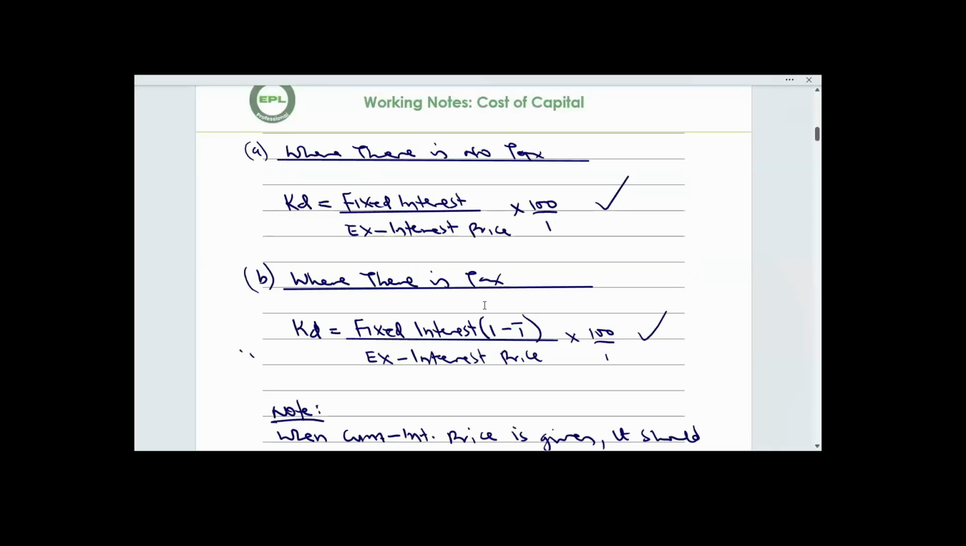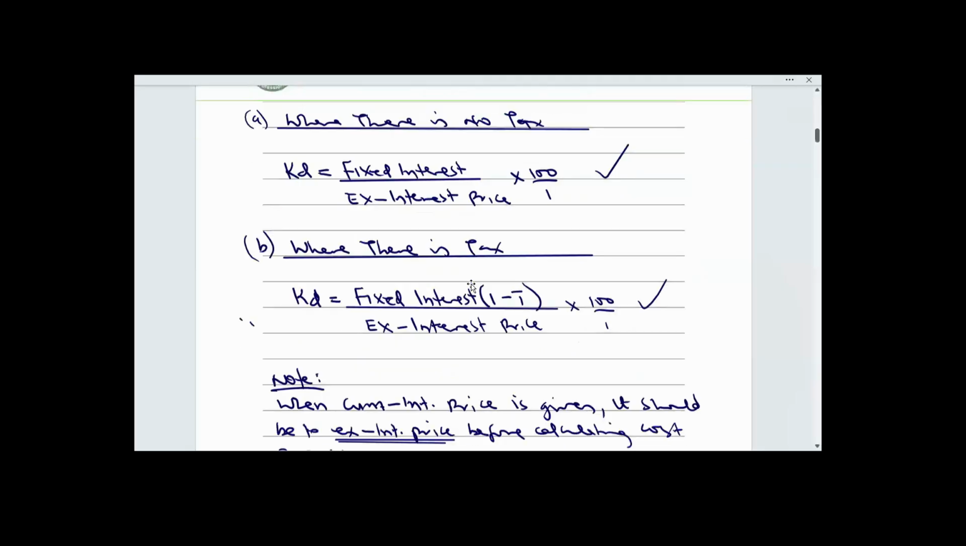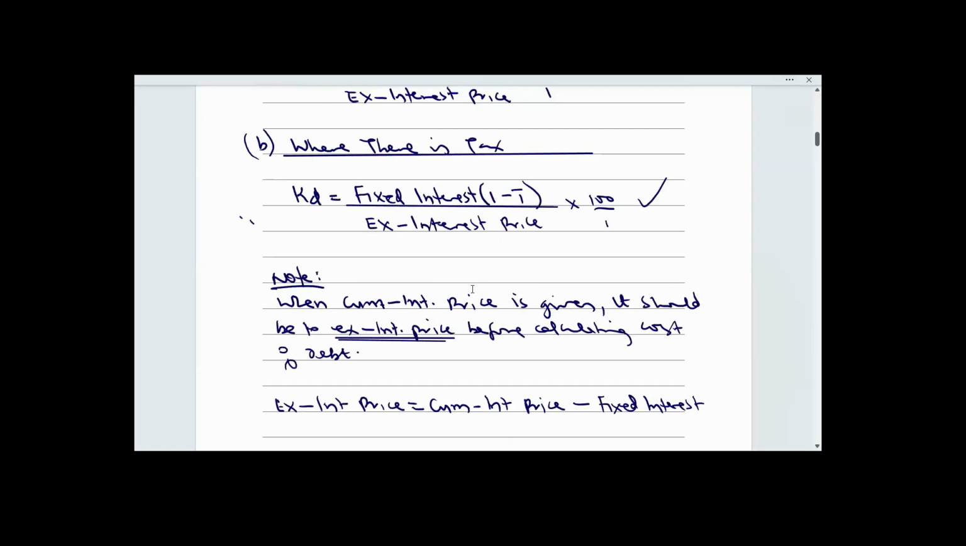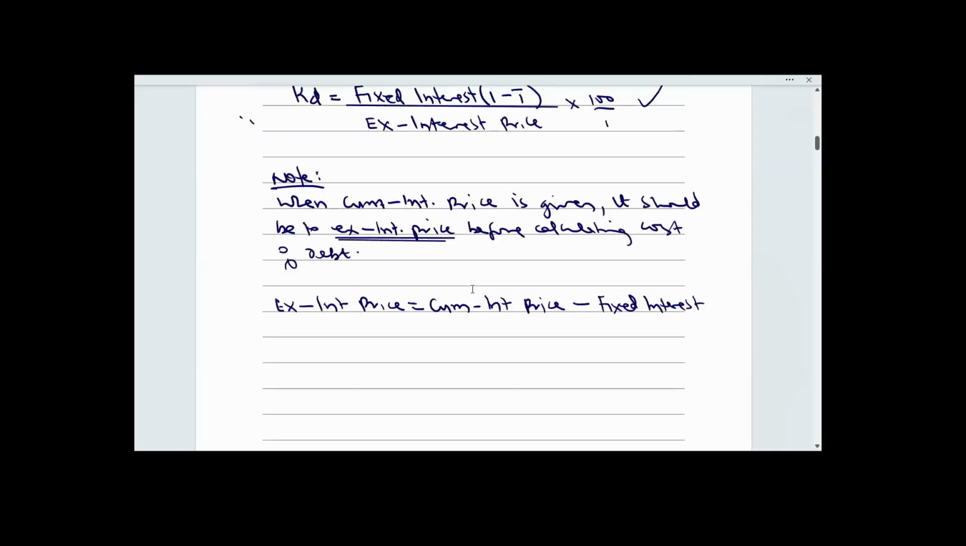This is irredeemable debt. Of course, there is nothing like growth when you are calculating cost of debt, and that's why you can see it's fixed interest. The interest is fixed in nature. So that is basically that. At this point, let's have a short example before we move to cost of redeemable debt.